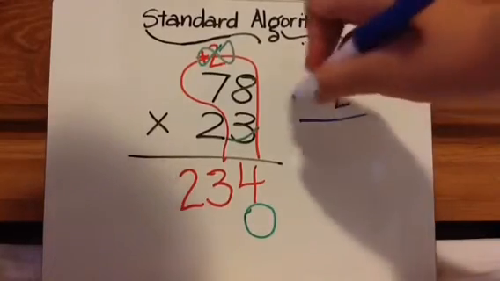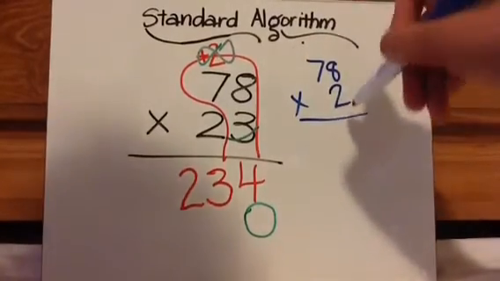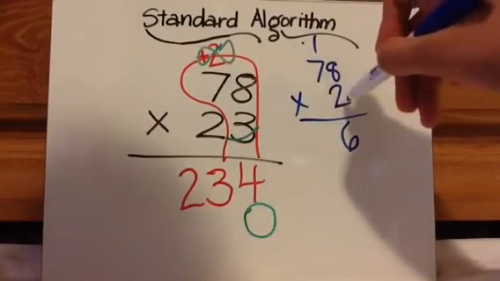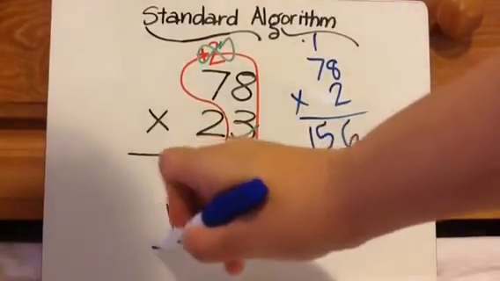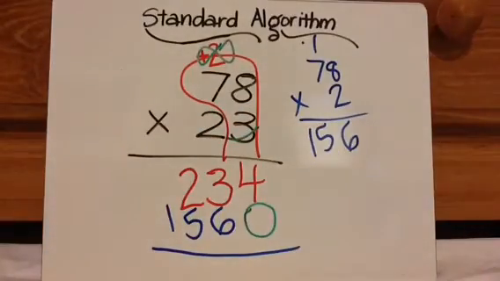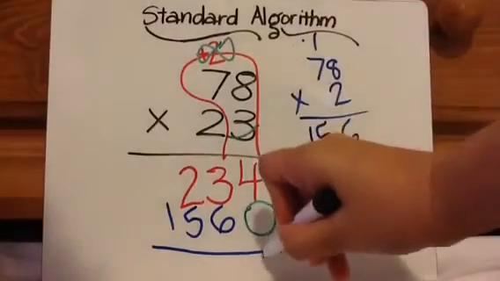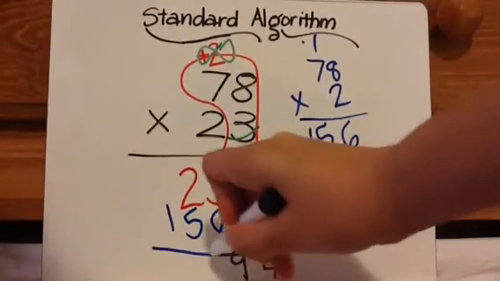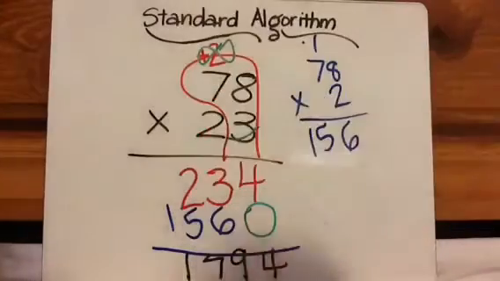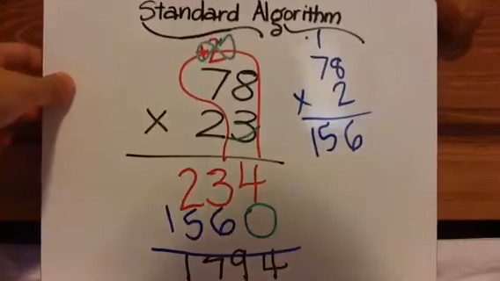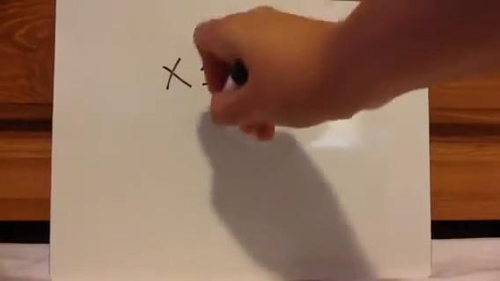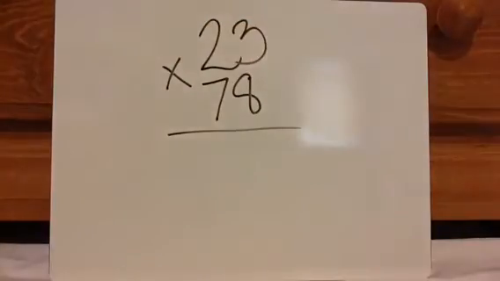And like I said, you can always do it on the side if this is messy for you. 8 times 2 is 16. 7 times 2 is 14, plus 1 is 15. Step 4 is add it all. I got 1,794. Now, you want to check this with commutative property. So if that one was 78 times 23, this is 23 times 78.